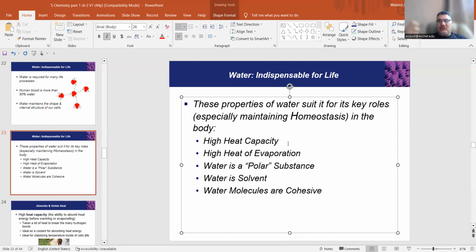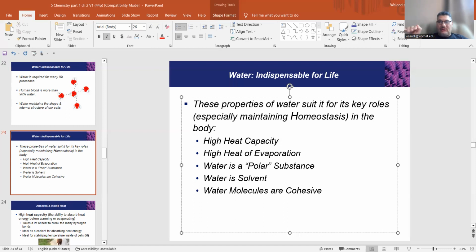Other things, if you expose them to heat, will raise the temperature really fast. We call that low capacity. With high capacity, you can keep it without it going up too fast. The other thing, which is also good, is that we have high heat of evaporation.